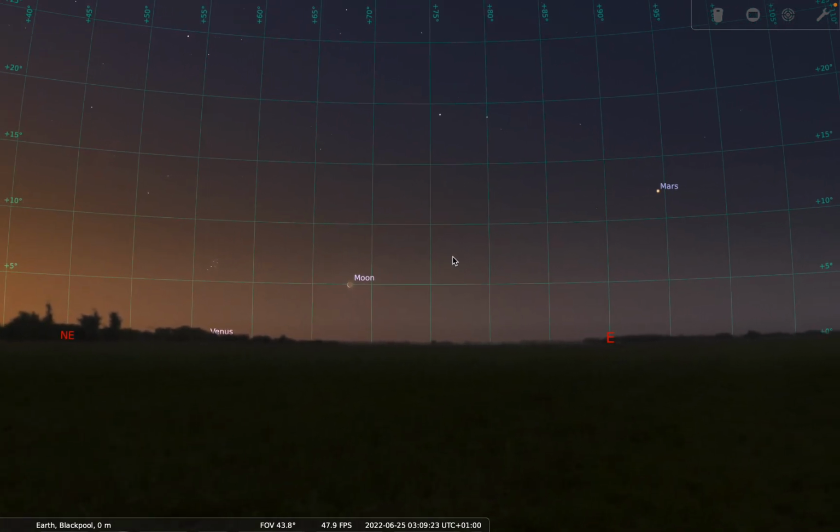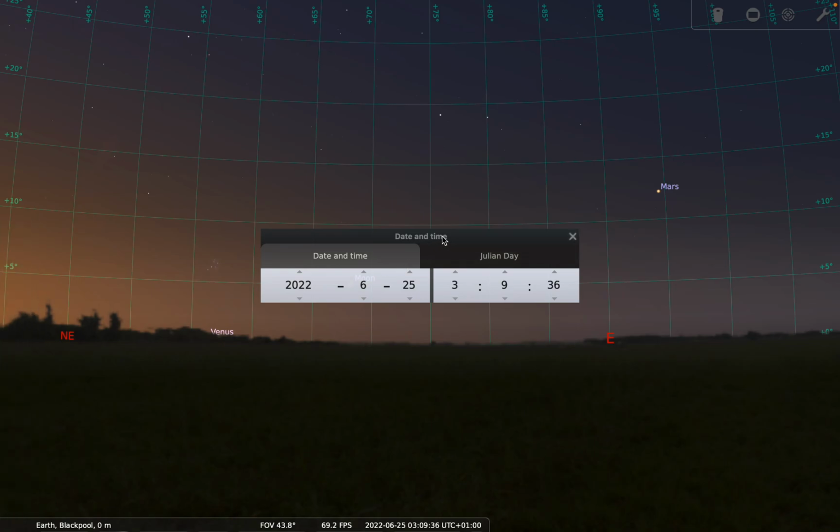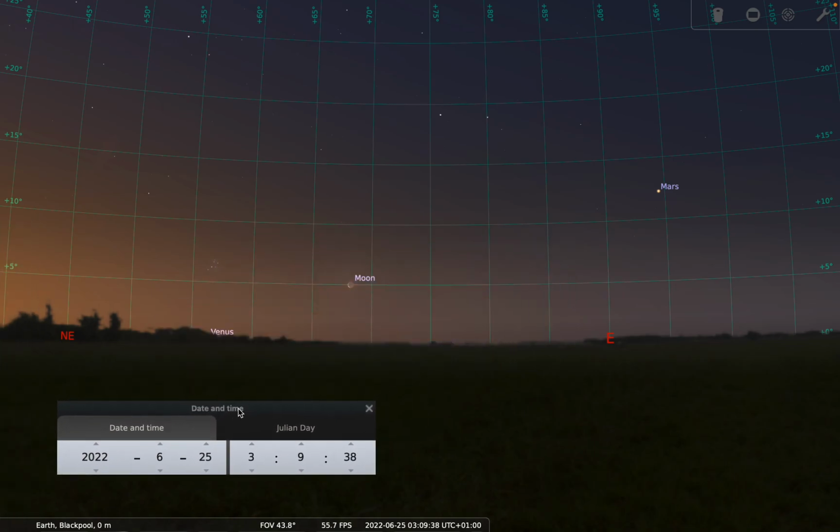It's absolutely amazing. Anyway, I've gone back to the 25th of last week, because that was when there was a lineup of planets. I'll just fast forward this screen. So can you see there, we're looking towards the east, sort of east northeast. Now it's about 9 minutes past three in the morning, so it's pretty early. You have to be out early to see this.